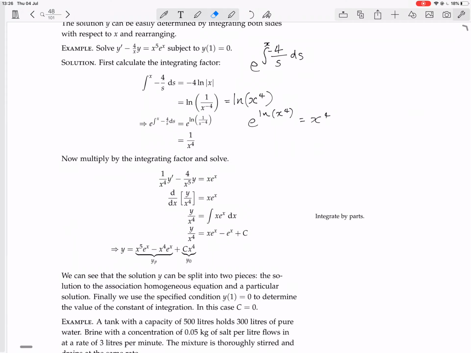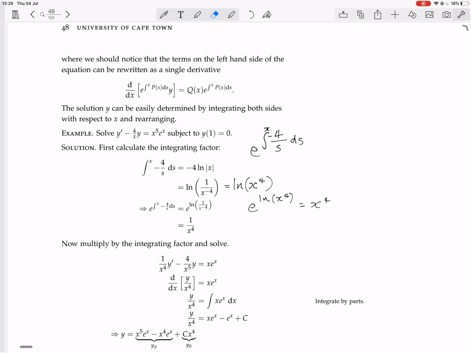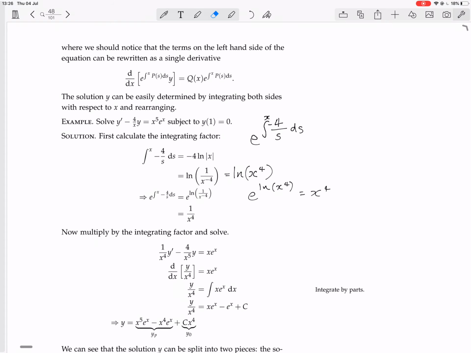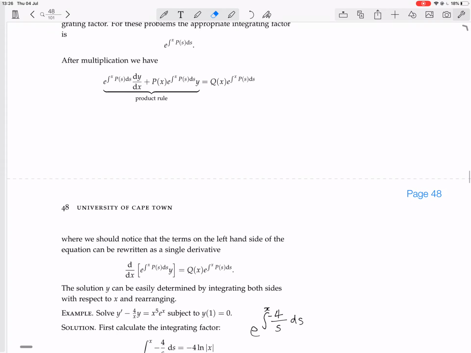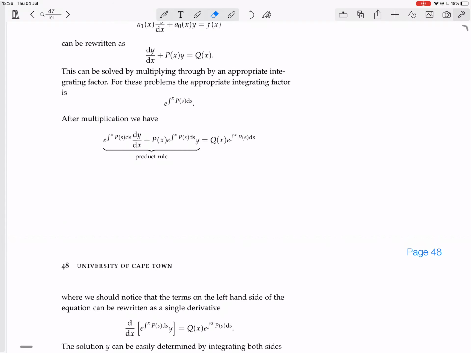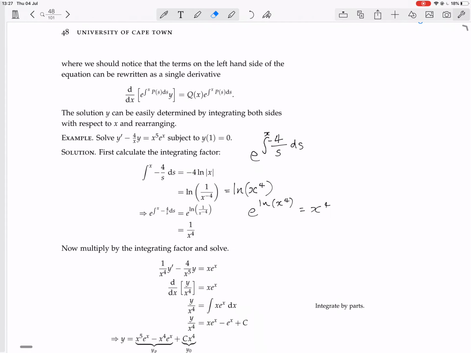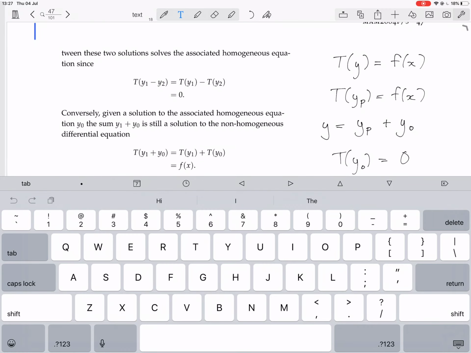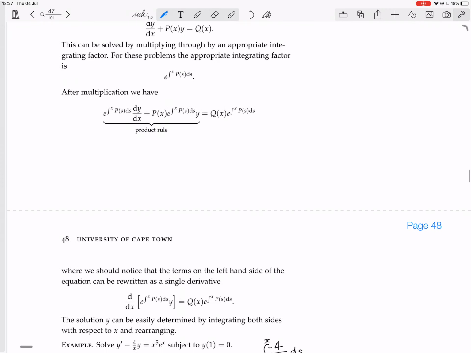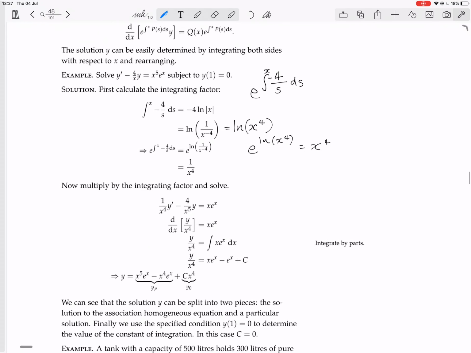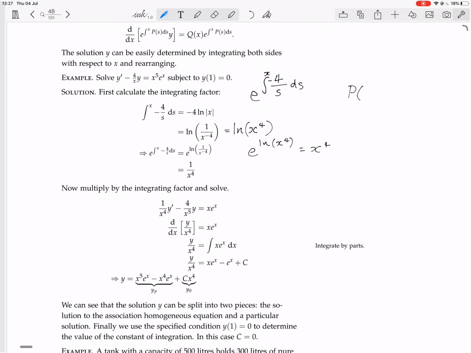But, hey, why was the integrating factor 1 over x to the 4 and not x to the 4? So the integrating factor is meant to be e to the integral of p(s) ds. Okay, p(s) comes from this p of x. So in this case, our p of x was minus 4 over x. Okay, minus 4 over x.